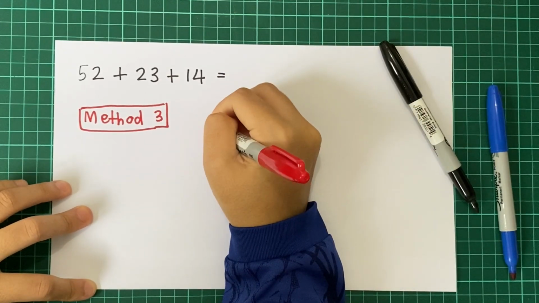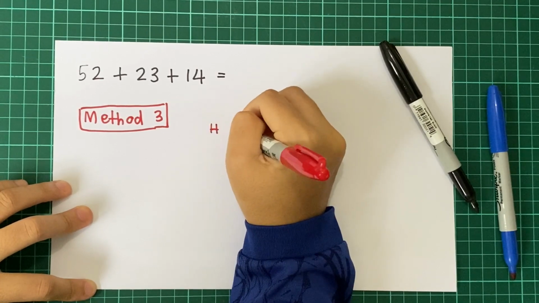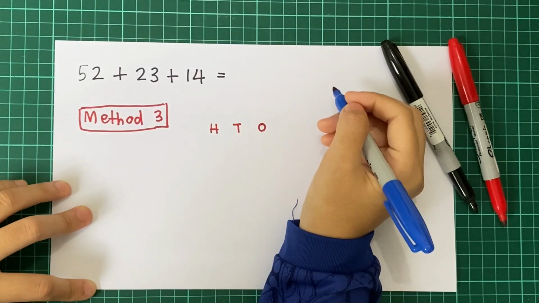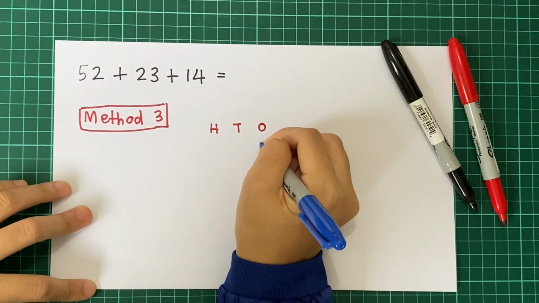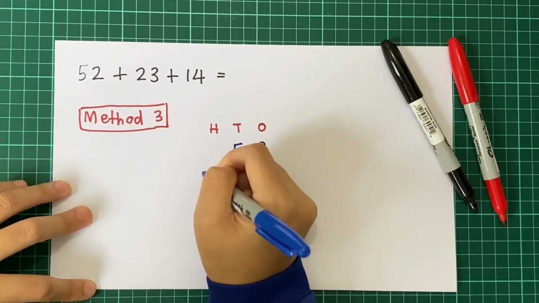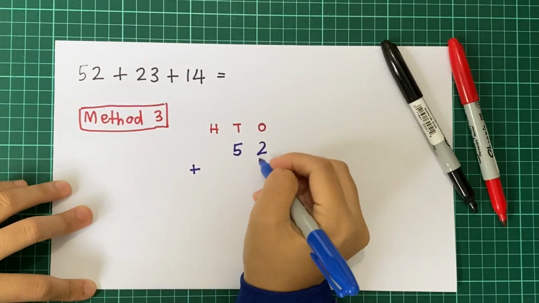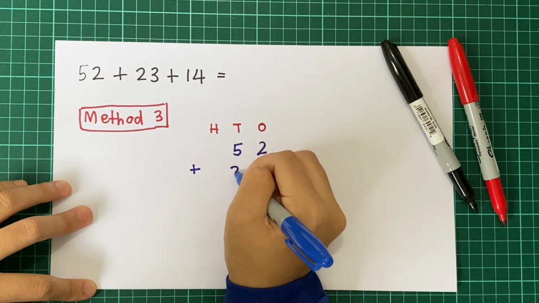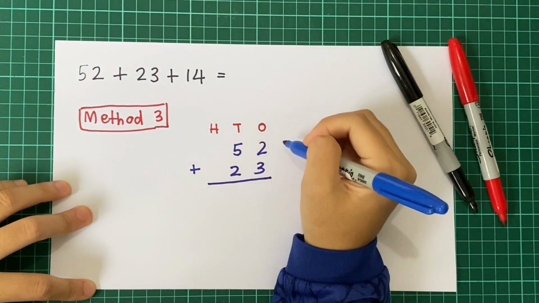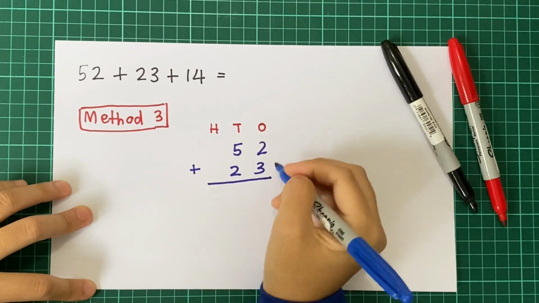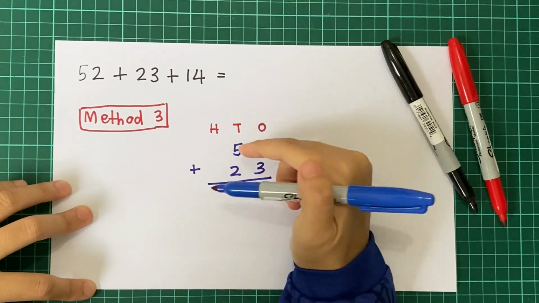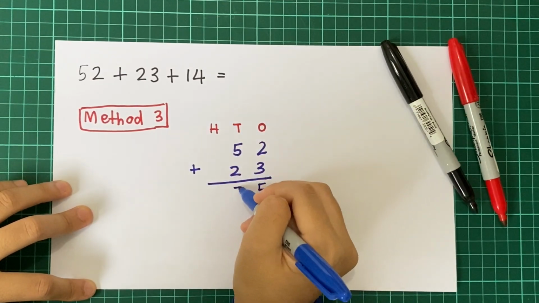How? Alright, so do the place value first, and then take the first number 52, write it according to its place value, 52, plus with the second number 23. Remember, I told you, you get the answer first for these two numbers. For ones, 2 plus 3 equals to 5. And then for tens, 5 plus 2 equals to 7.